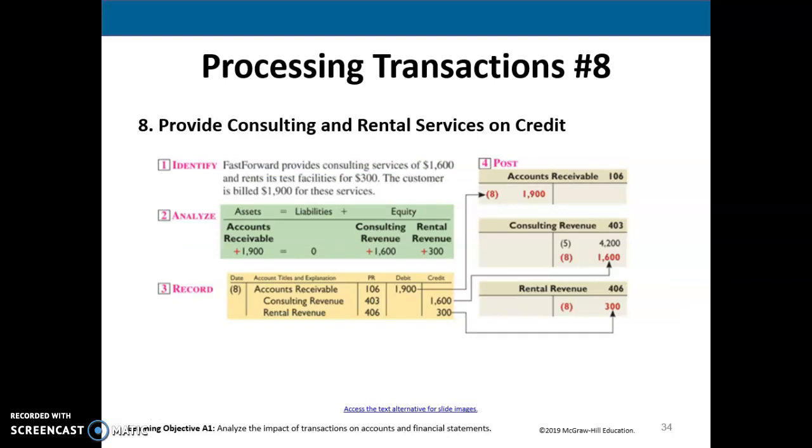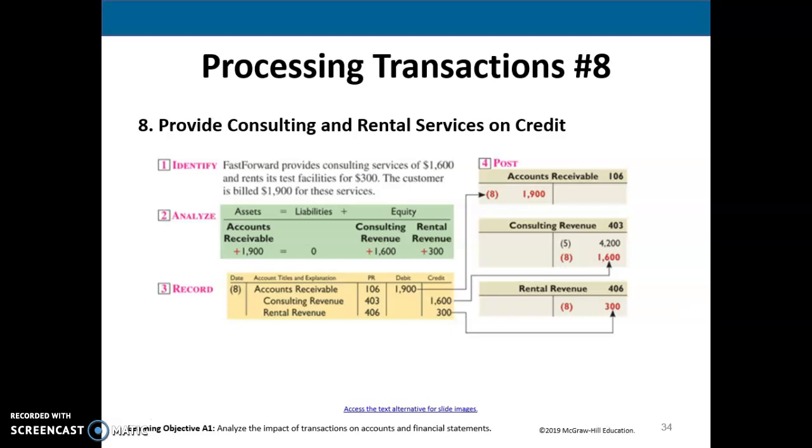So for this one, the asset account, accounts receivable, increased by $1,900, the total of the revenue. The equity account, consulting revenue, increased by $1,600, the amount we earned for consulting, and the rental revenue increased by $300, the amount we earned for rentals. We're going to increase the accounts receivable account with a debit and increase the two revenue accounts with a credit.